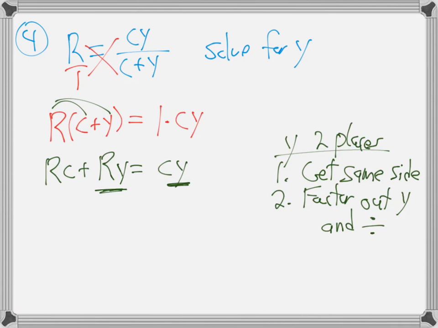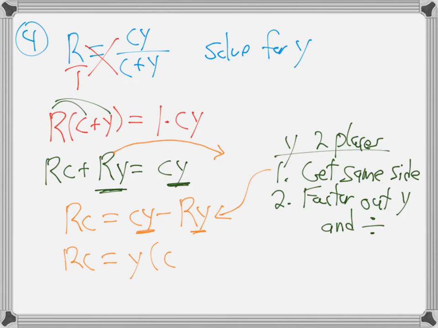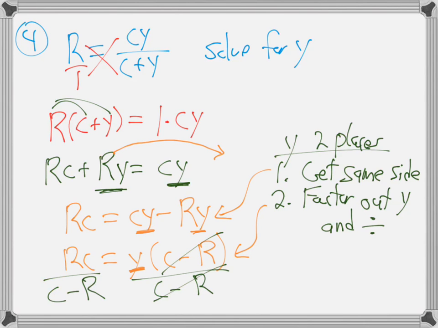Can you do that? Why don't you try to finish? So there's step 1. See, I got the 2 Y's on the same side. And then factor out the Y. Is that good? Factor out the Y. Here's the Y. Factor it out. And last step, divide, right? By C minus R. Boom, boom. Cancels out.